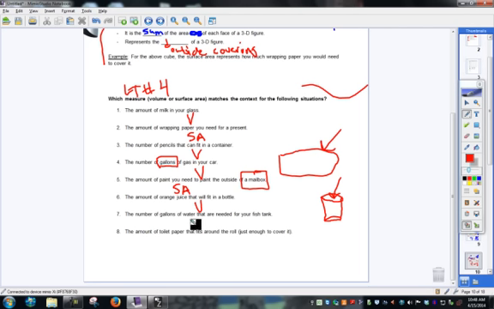Okay, the number of gallons of water that are needed to fill your fish tank, well, that's clearly going to be volume, okay, because you're filling something. The amount of toilet paper that fits around the roll, just enough to cover it. So it doesn't mean all of it. It just means the amount that would actually cover the cylinder one time. That would be surface area. Okay? Anytime you're fitting something around something, or you're wrapping something, or you're covering something, those are some key words for surface area. Whenever you're doing volume, the words will be like fill, how much would fit in it, something like that. Okay? Let's go to the next page.